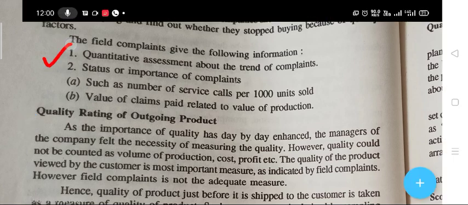First one is the quantitative assessment about the trend of complaints and the status of importance of complaints, such as the number of service calls per 1,000 units sold, and the value of claims paid related to the value of production.